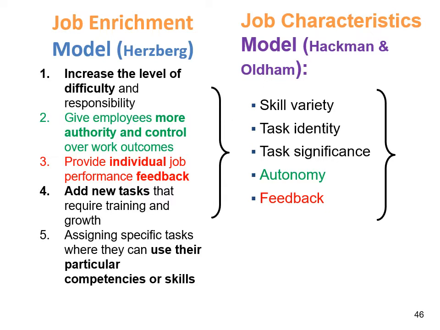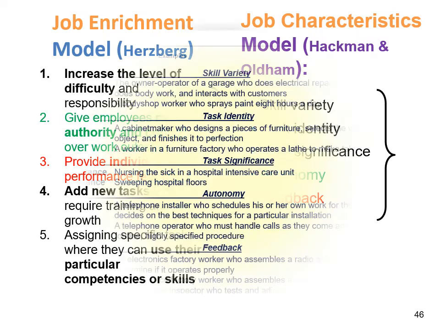The number 4, adding new tasks that require training and growth. And also number 1, increasing the level of difficulty and responsibility, ties into the job characteristics model talking about skill variety, task identity, and somewhat to the task significance. So even though these are 2 different models of looking at job design, you're seeing some similarities here.